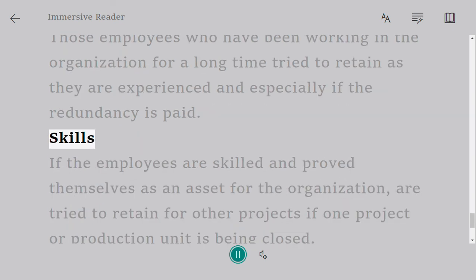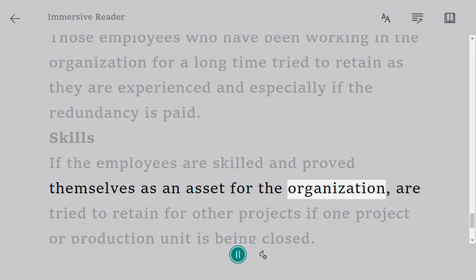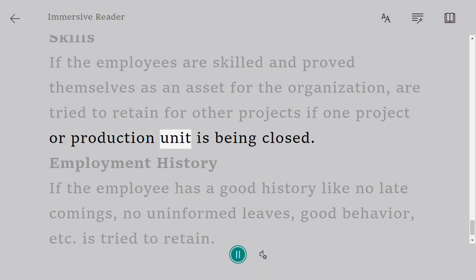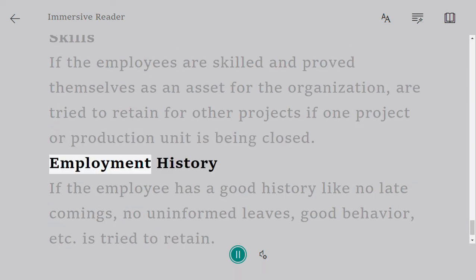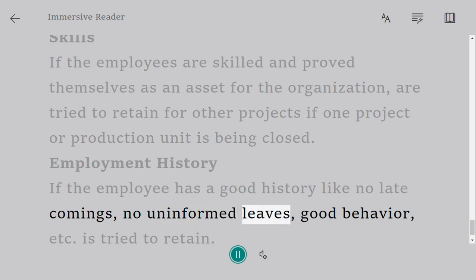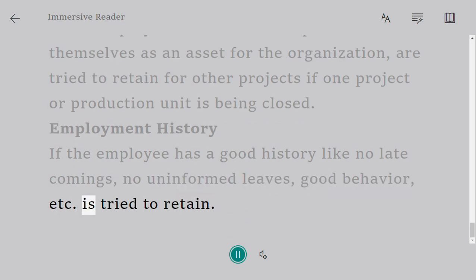Skills. If the employees are skilled and prove themselves as an asset for the organization, they are tried to be retained for other projects if one project or production unit is being closed. Employment history. If the employee has a good history, like no late comings, no uninformed leaves, good behavior, etc., they are tried to be retained.